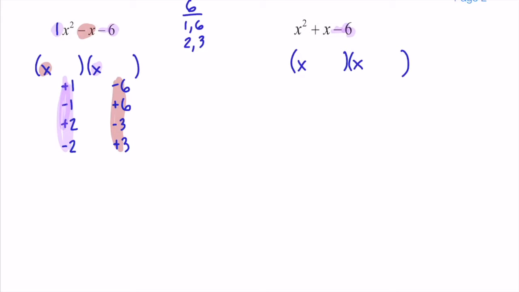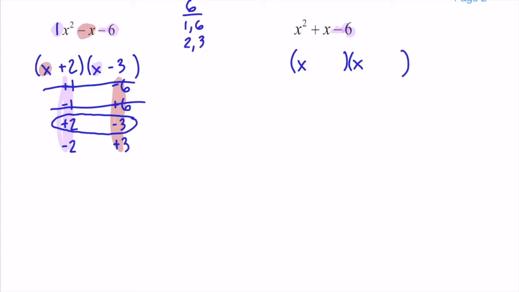Well, the thing is, the 1 and the 6 have a difference of 5, and since they're both being multiplied by a 1x, I know that neither of these two is going to work. Now, since I want my middle term to be negative x, I need to have the 3 be negative, the larger number of those two factor pairs. So this is going to end up being plus 2 and minus 3.